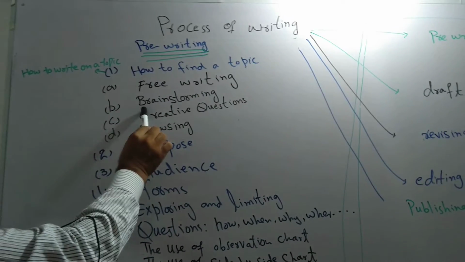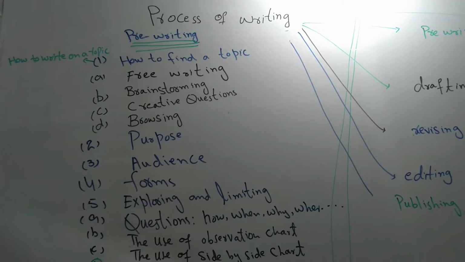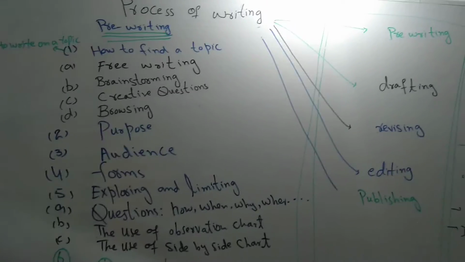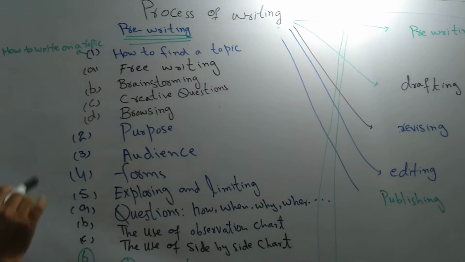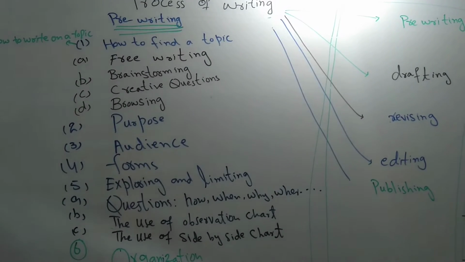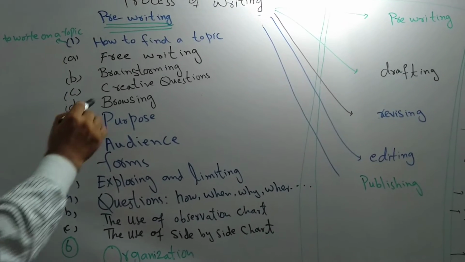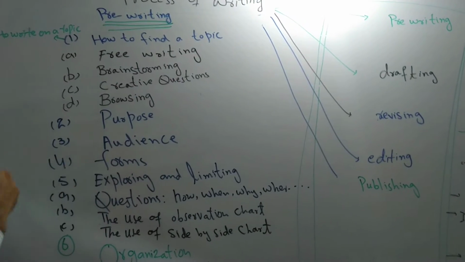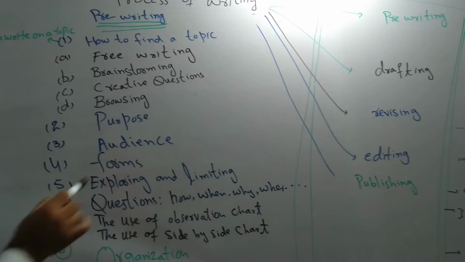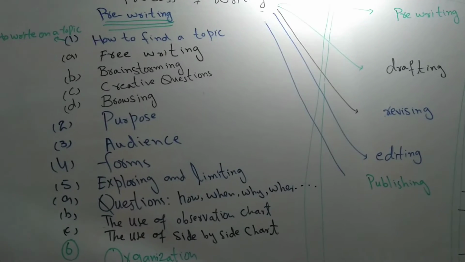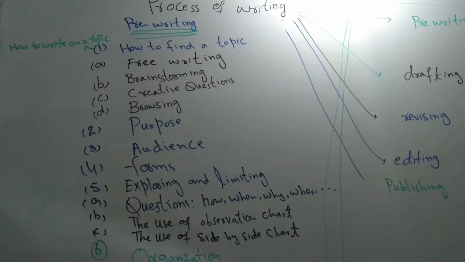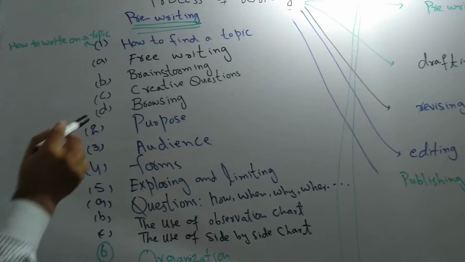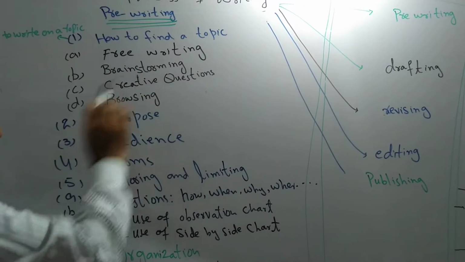Then the next point is brainstorming. What is brainstorming? Brainstorming means creative thinking. Brainstorming may be alone, it may be in reading. So brainstorming means we collect ideas. Then the next one is creative questions. When we collect ideas, we are thinking about what should be written, how, when, where, why. So questions come to our mind.